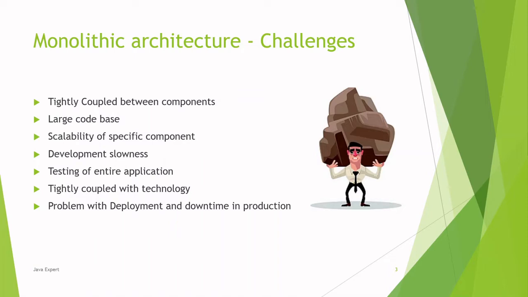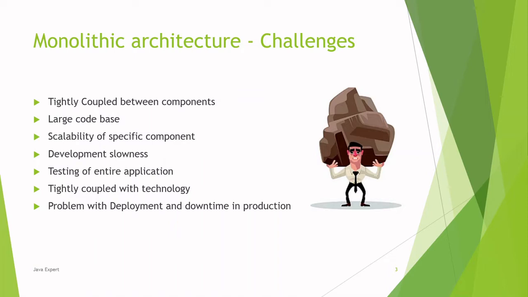Testing of the entire application: even if we have a very small change in a report or a minor bug fix, we have to do entire application regression testing. Tightly coupled with technology: today we have Java technology, so we started developing the application using Java. Later on, we may find new technology which will be even more useful and easier. But since our application started with Java, adapting a new technology into the existing monolithic architecture is not that easy. It will be a challenge for us.